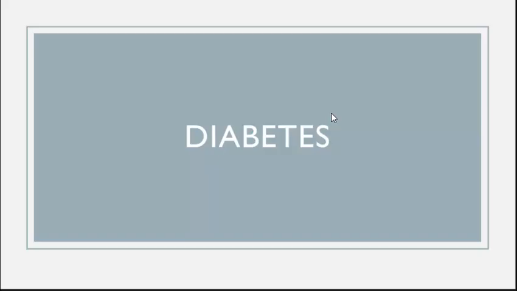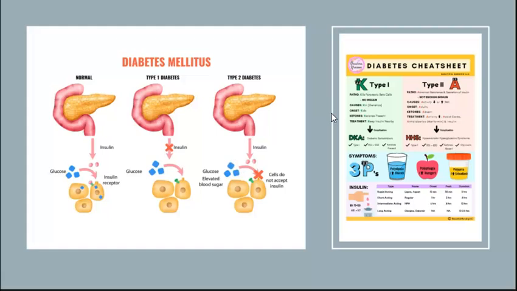And then our last section is diabetes. So we should all know what diabetes mellitus is. There's different types. We have type 1, type 1.5, and type 2. Type 1, we say childhood onset, and it is an autoimmune disease.